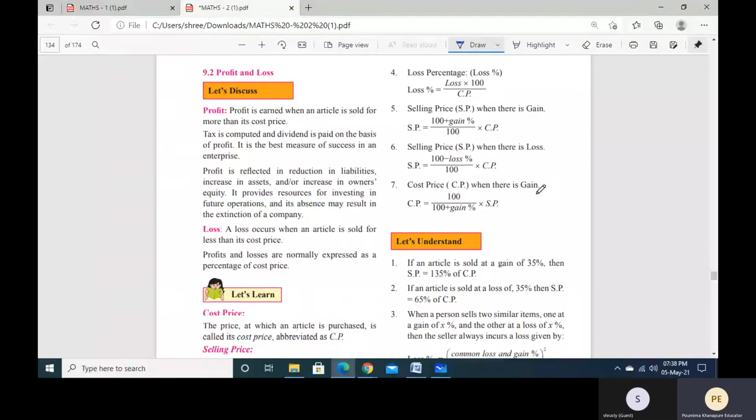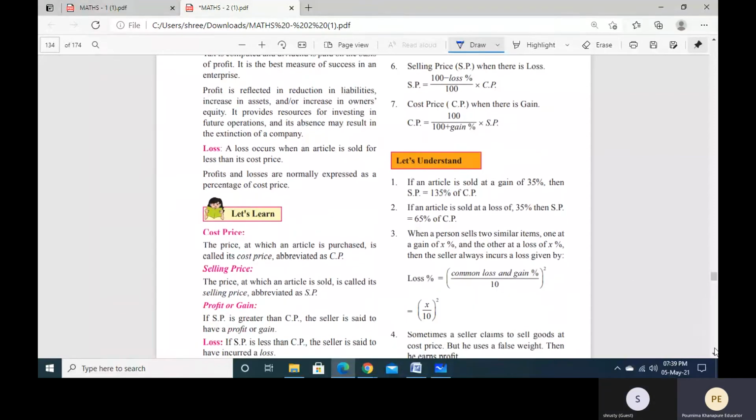How to find the cost price? The cost price is given by the reverse, exactly the reverse we have to do. Here, for selling price, it is 100 plus gain. So here, cost price is 100 upon 100 plus gain, into SP. So these are all the things that you already know.